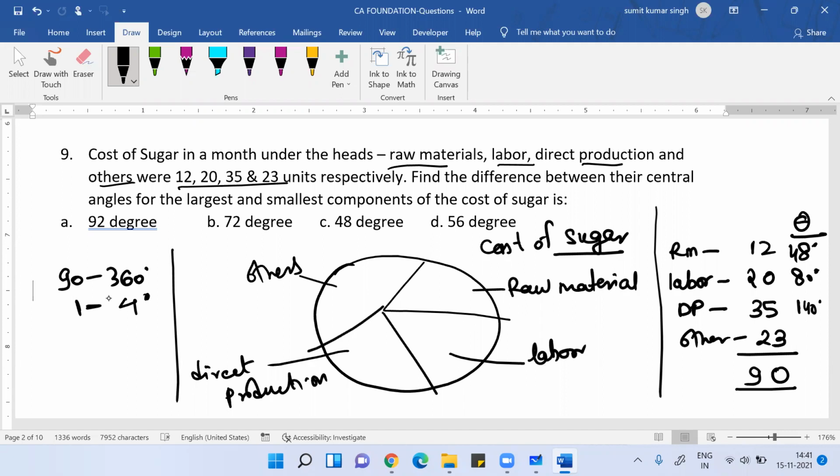23 means how much degree? 92 degree. And the total sum would be 360 degree. So I can find the angle. Here the raw material means how much angle? This is 48 degree. I hope you know the basics of maths.